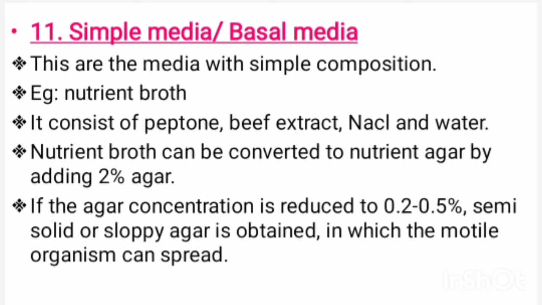If the agar concentration is reduced to 0.2 to 0.5%, then semi-solid or sloppy agar is obtained. Okay, semi-solid or sloppy agar is used to isolate motile organisms. High concentration of agar prevents spreading or swarming by the organism.